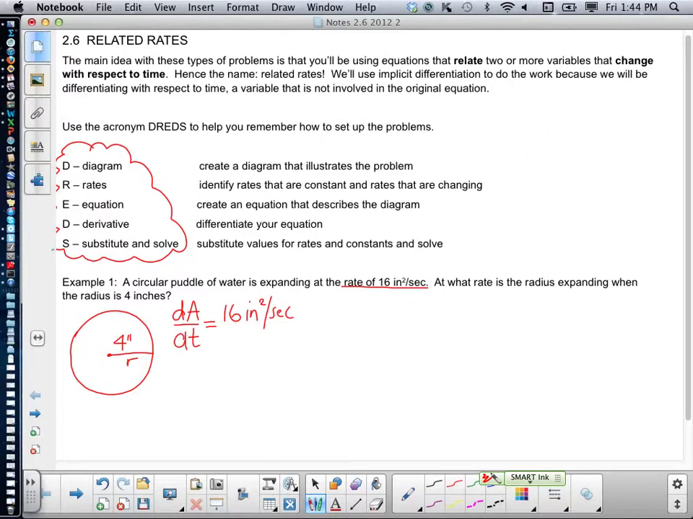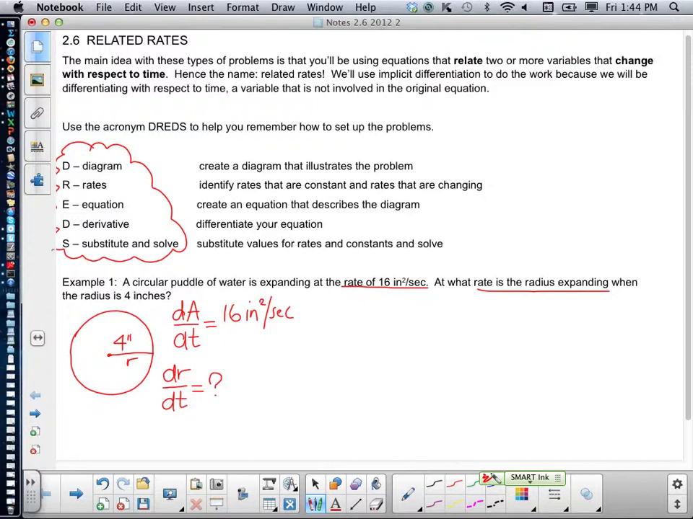And you can look to the units to help you with identifying the rates, if that helps. 16 inches squared would be an area, and area per second would be a change in area per unit time, so that kind of makes sense. Okay, and then it says, at what rate is the radius expanding? That's what we're looking for. So I'm going to call that dr/dt. That's the rate we don't know. And I put a question mark there. So we've sort of summarized now what our rates are.